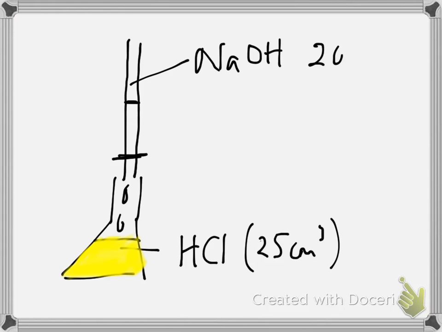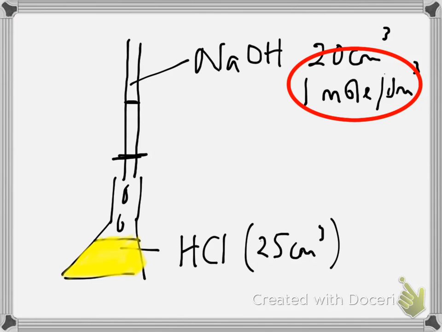Let's say the volume of alkali is 20 centimetres cubed. Because the alkali was something that I got from the prep room, we knew the concentration of the alkali, and the concentration was 1 mole per decimetre cubed. Now these numbers are important, and that number is important as well. Can you remember those? Acid 25, alkali 20 and 1. Yep.